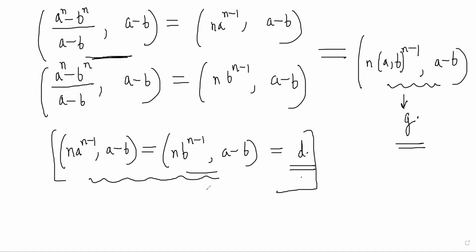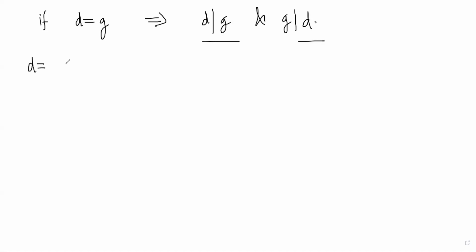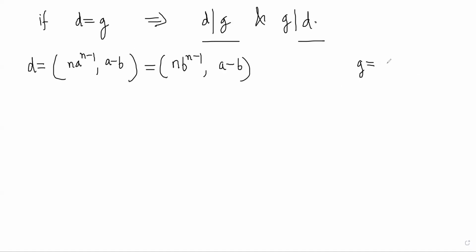Okay. So the way we prove two numbers are equal in number theory is by showing that both of them divide each other. If I want to show d equals g, I need to show that d divides g and g divides d, right? So what is my d? d is the GCD of n a power n minus 1 and a minus b, or n b power n minus 1 and a minus b. And what is g? g is n times GCD of a and b to the power n minus 1 and a minus b.